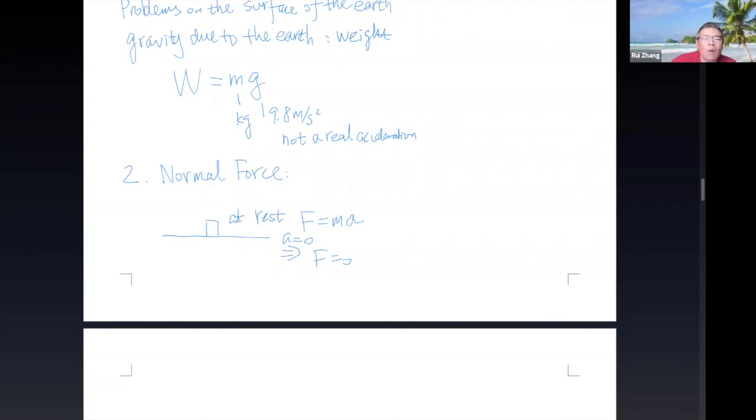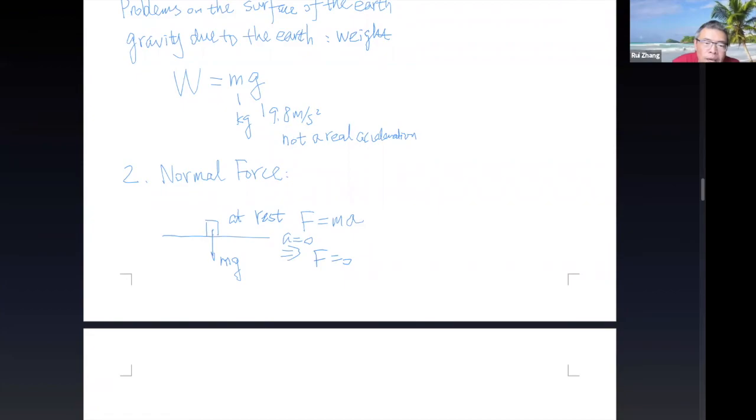But we know for this object, there is a force going downward, which is our gravity. I normally use mg for gravity. It's the attraction from the earth, our weight. So that tells us there must be another force balancing this force. Otherwise, this object is going to go downward with acceleration 9.8. So what is the force balancing this force?